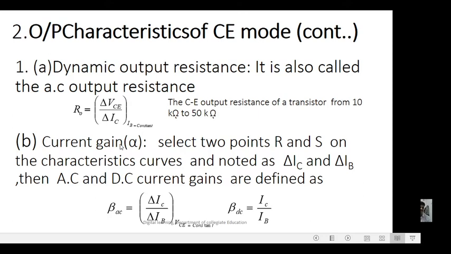Current gain. Select two points R and S on the characteristic curves and note delta IC and delta IB. Then AC and DC current gains are defined as beta AC equals delta IC by delta IB at VCE equal to constant, and beta DC equals IC by IB. This is known as the current gain of the transistor in CE mode.